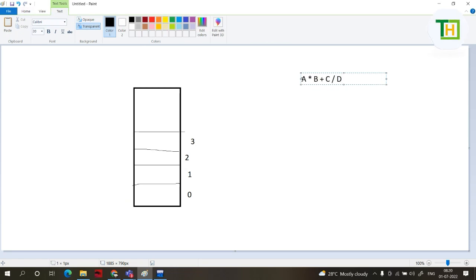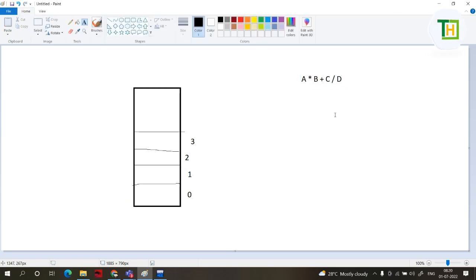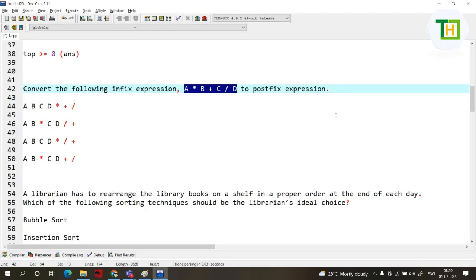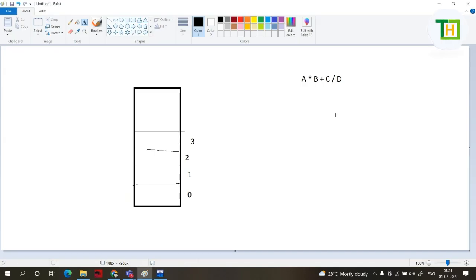This is the list here. The algorithm I'm going to write is not only for this problem. If it is another problem also, you have to solve it. That is my intention. Convert infix expression into postfix expression.